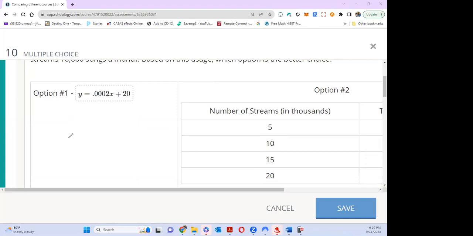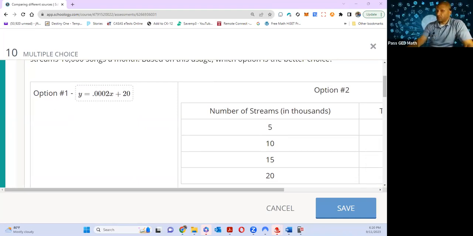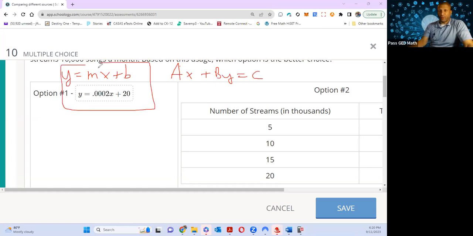So listen, most of us here have been here for a while. When you talk about slope, you talk about linear equations. The first thing you should be thinking is y equals mx plus b, or ax plus by equals c. In this form of our linear equation, m is our slope and b is our y-intercept. You should easily be able to see the slope.